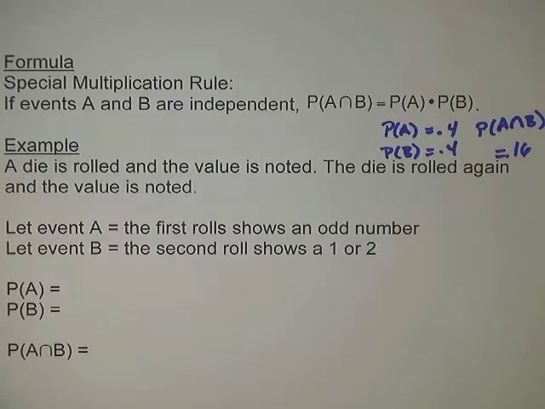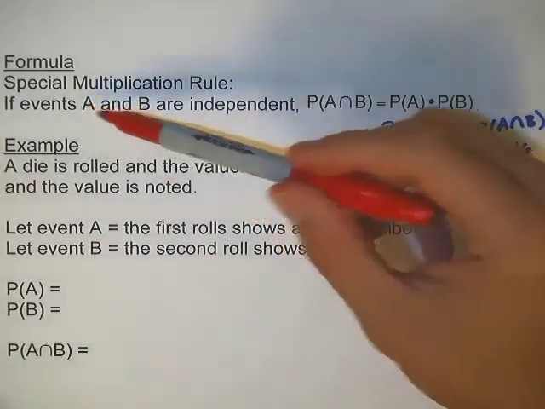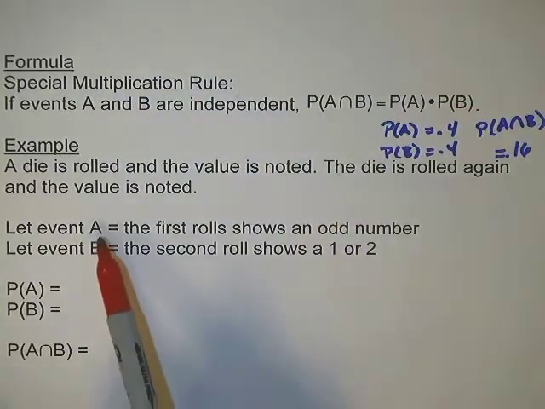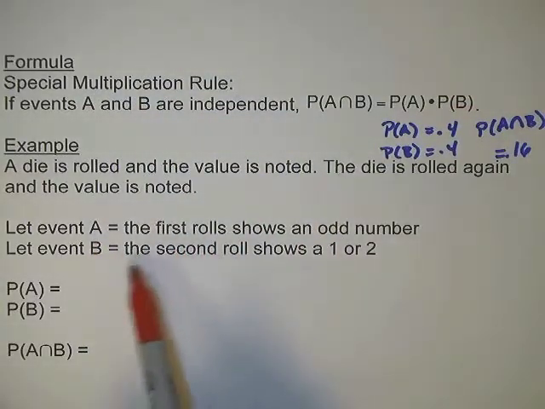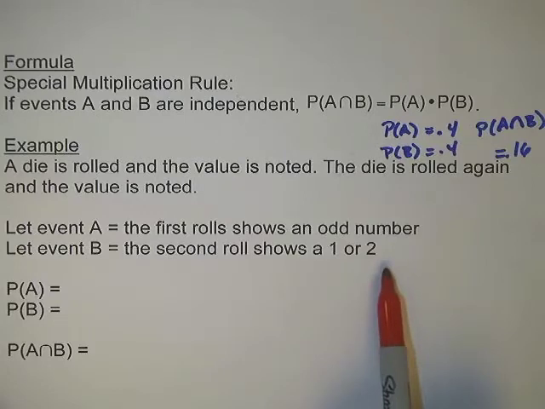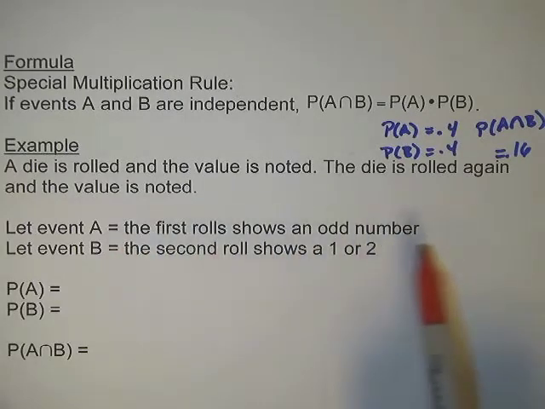Now if we think about this example, a die is rolled and the value is noted. The die is rolled again and the value is noted. We're going to let event A be that the first roll shows an odd number. Event B is that the second roll shows a 1 or a 2. To use the special multiplication rule, let's first decide if A and B are independent. If we're dealing with the first roll and the second roll, will the second roll be affected by the outcome of the first roll?